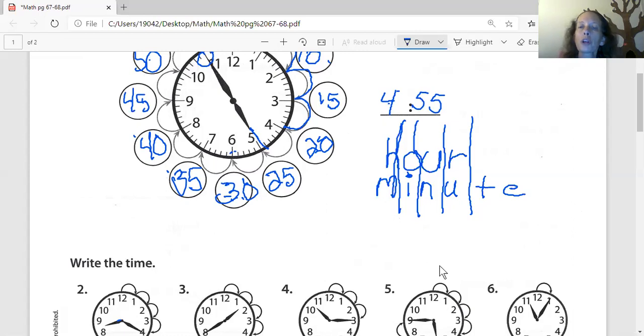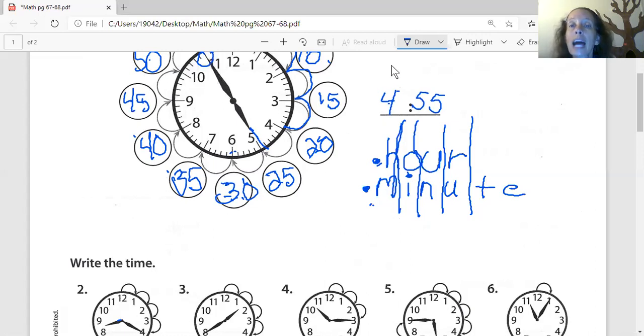Of these 2 words, this is the word hour, and this is the word minute. Austin, put those away. Thank you. Of these 2 words, which one is shorter? Hour or minute? KJ, which word is short? Hour is short. That's how you can remember. The hour hand is the short hand. The minute hand is the long hand.